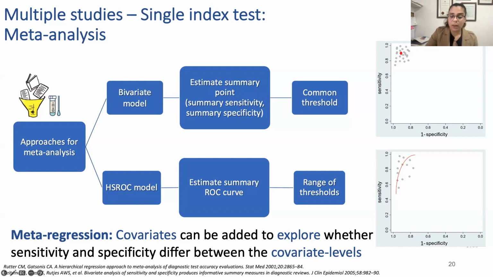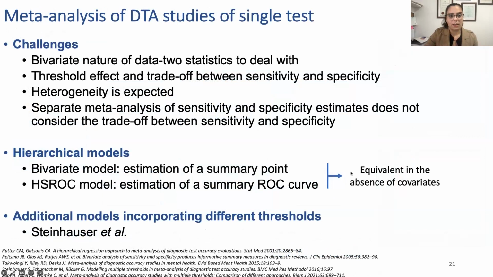But both can actually perform a meta-regression, let's say. It can be extended to a meta-regression model where we can add covariates to assess potential characteristics, potential effect modifiers, to explore heterogeneity, for example, further. And I'll stop here and I'll ask Sofia to continue.